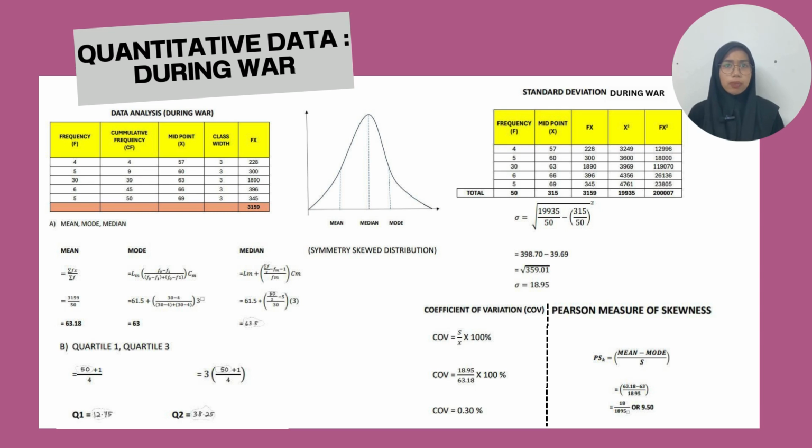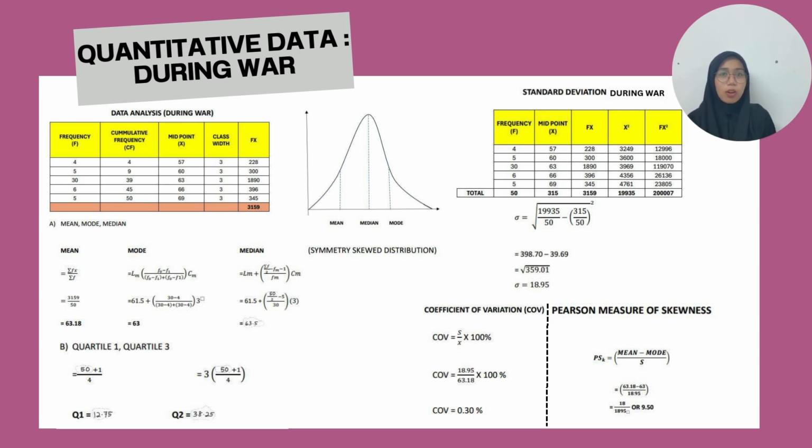For mode, L plus f1 minus f0 divided by (fm minus f1) plus (fm minus f2), multiplied by the class width, and the mode is 63. For median, L plus (total f divided by 2 minus F) divided by the median frequency, multiplied by the class width, and the median is 63.5. Now we're going to explain the distribution skewness comparison between mean, mode, and median.